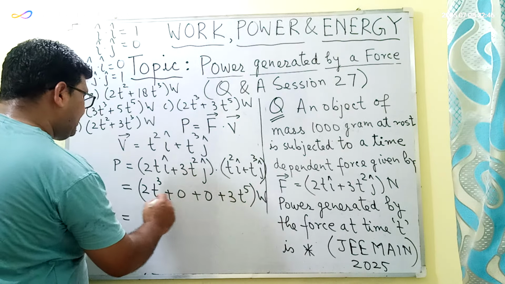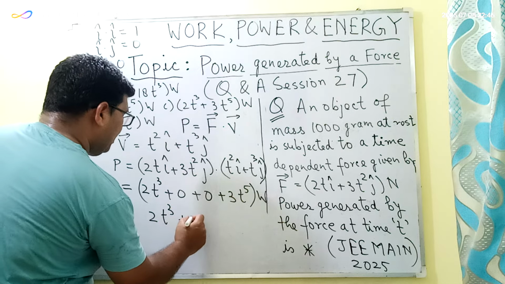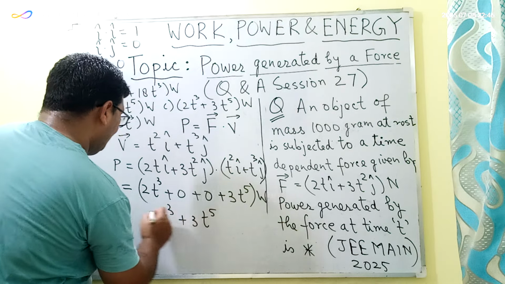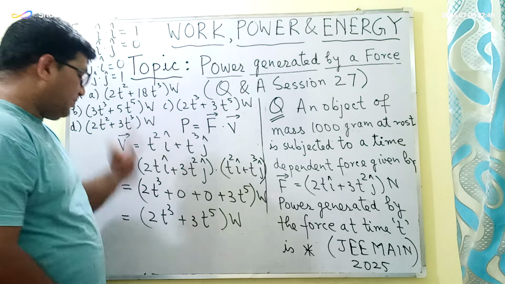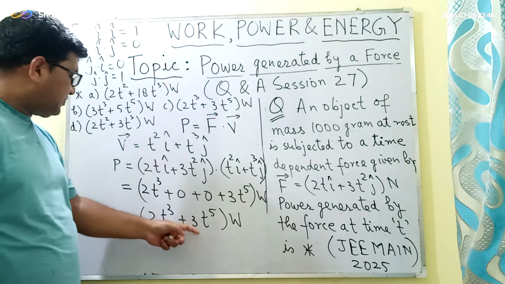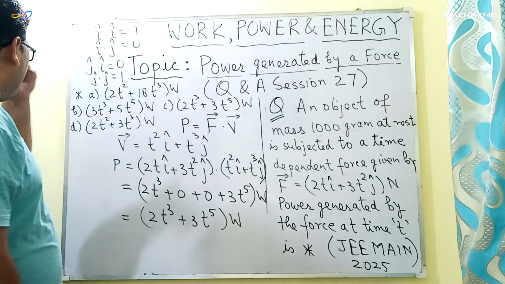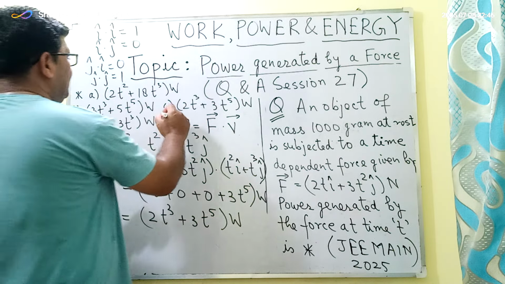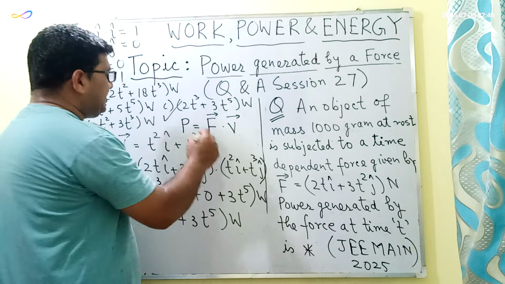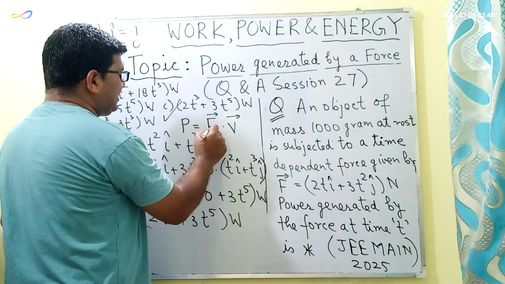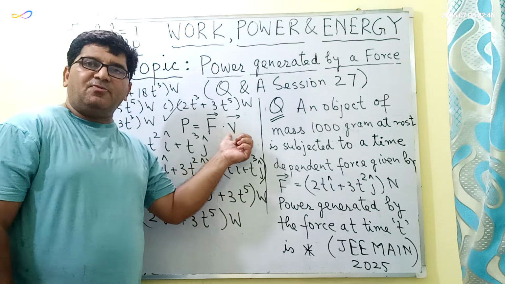So the final answer is 2t cube plus 3t^5 watt. The power generated by the force is equal to 2t cube plus 3t to the power 5 watt, and here the correct option is C. In this question the most important thing was the utilization of this formula, that is, power is the dot product of the force and the velocity vector.